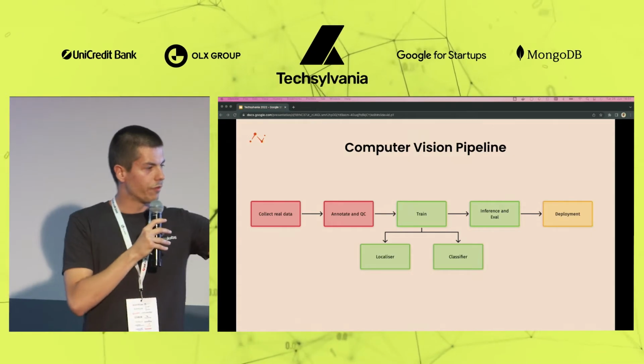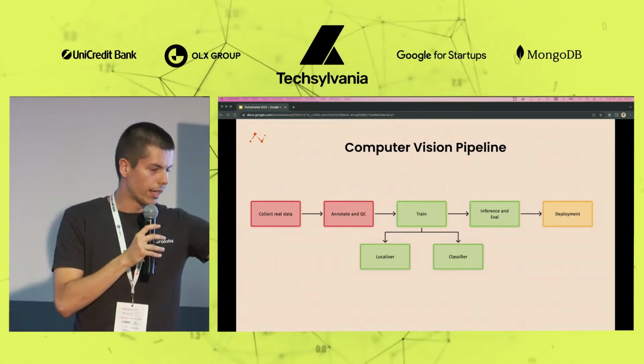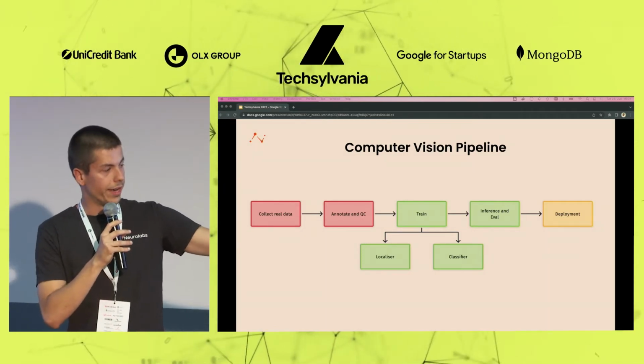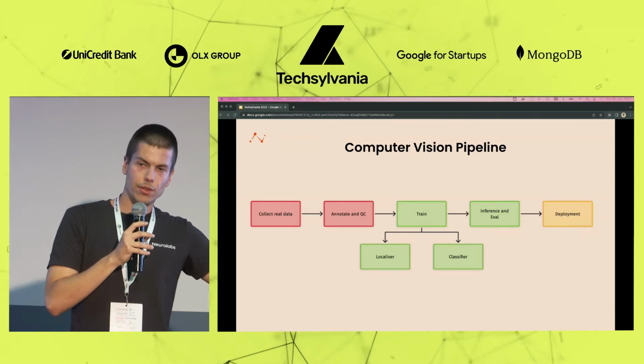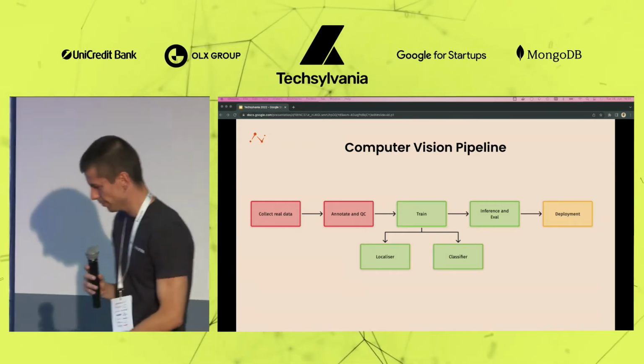In object detection, we've split here the two tasks. We call one localizer and one classifier. The localizer is identifying that there is an object in an image, and the classifier says which object that is.